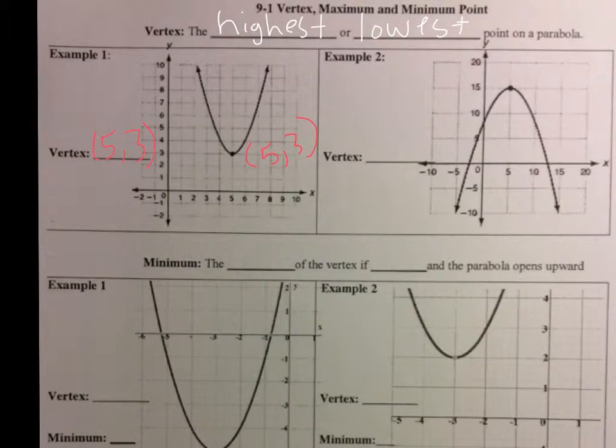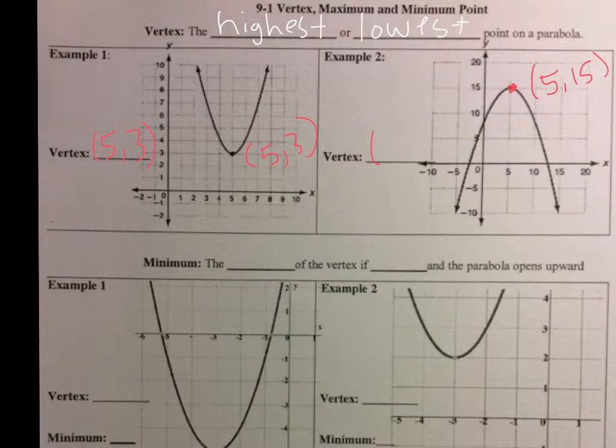Alright, hopefully you gave that a try. So let's look at example 2 and see what you got. In example 2, we have a parabola that is opening downwards. When a parabola opens downwards, your vertex is at the top tip of your parabola. So the vertex for example 2 would be 5, 15, at this point right here.